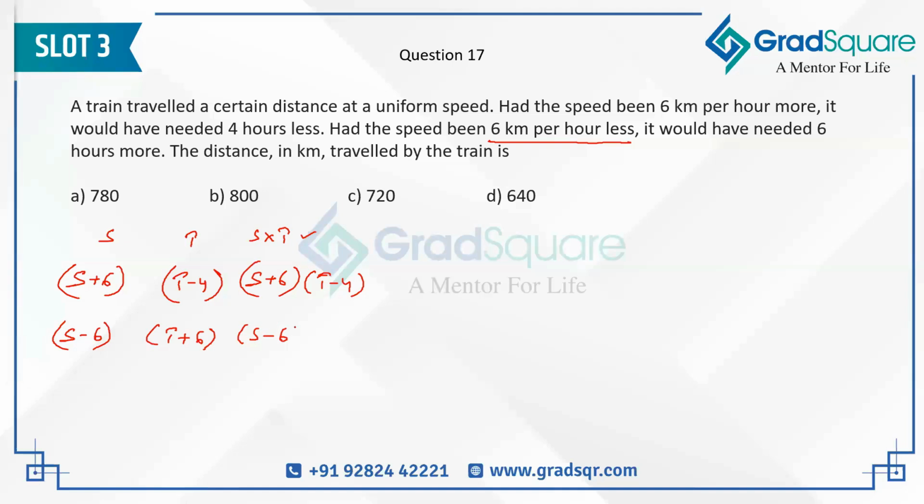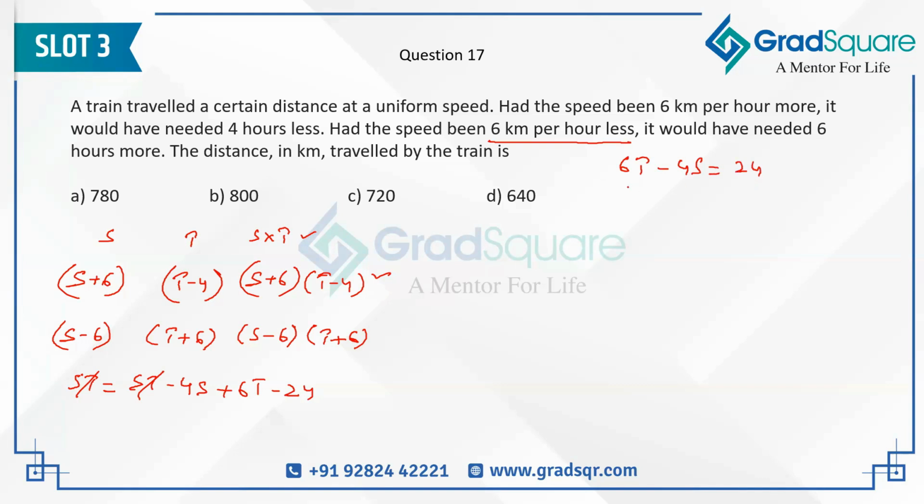s minus 6 into t plus 6. That should be equal to the distance, right? So let's try to work the equations. So st should be equal to this distance, which I'm writing as st minus 4s plus 6t minus 24, right? st and st will get cancelled out. So I have my first equation, which says 6t minus 4s is equal to 24.